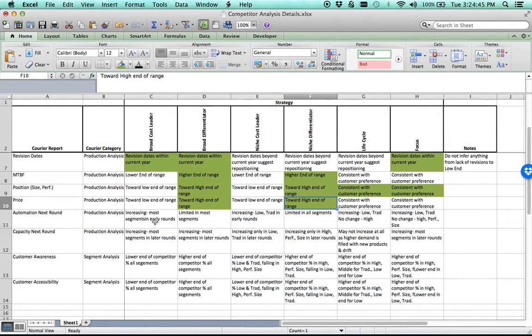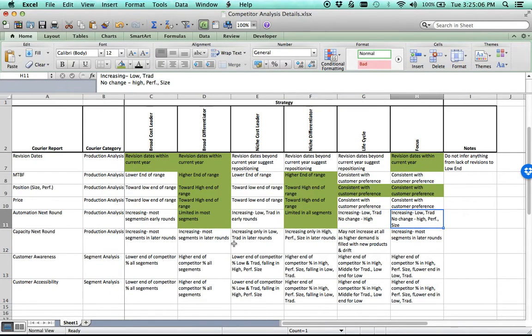So let's see what that tells us. They're probably not this. They might be this. Doesn't look like they're really increasing that a lot. Limited in all segments. We'll say that. Increasing. They don't really fit either of those.